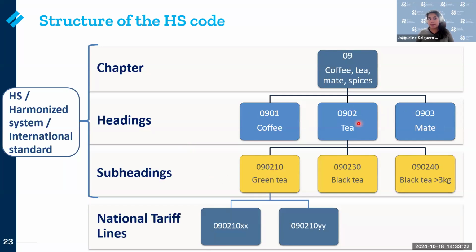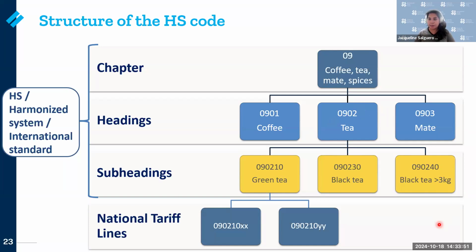It means that basically one of these headings will be disaggregated further. In this case, we will be disaggregating tea, so 0902, and therefore there will be 2 digits added at the end. So 090210 is green tea, 090230 is black tea, and 090240 is black tea in bags higher than 3 kilos. And this is in general what we know as the classification for comparisons between countries.